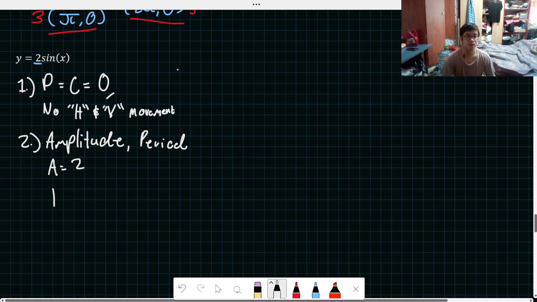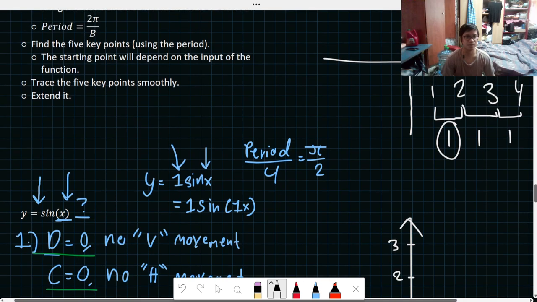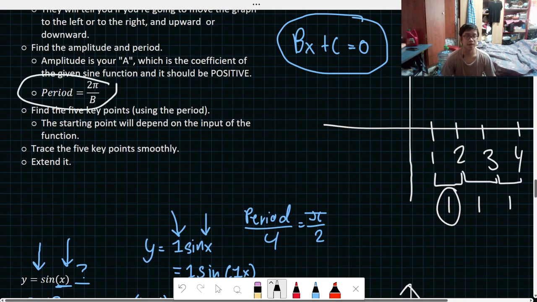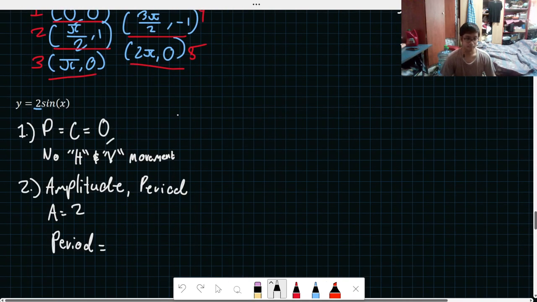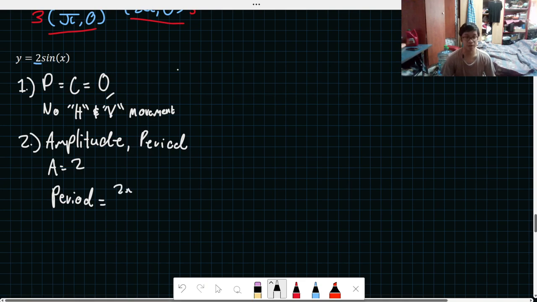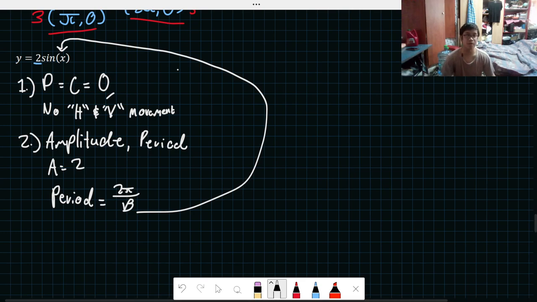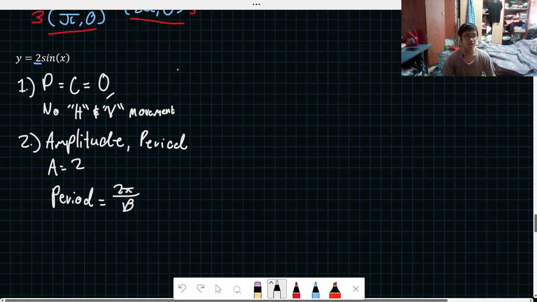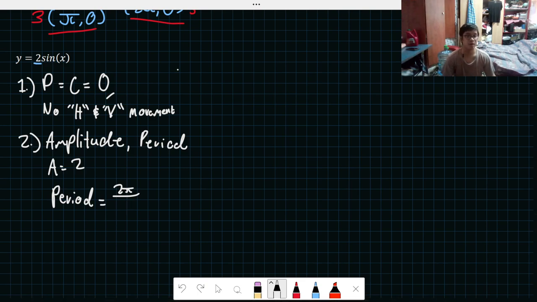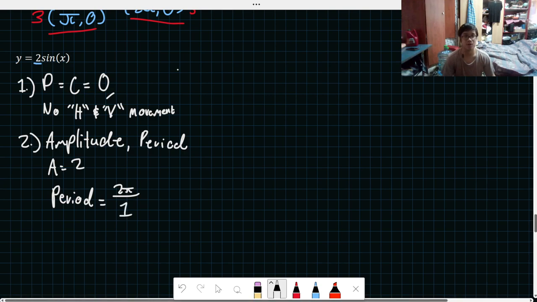Next, let's find your period. Remember the formula: period is 2 pi over b. Basically, we divide 2 pi by b. Where is b, if you're asking? It's the coefficient of your x in the sine. Since it's not visibly given, that means there actually exists a coefficient, it's just invisible, and that is 1. So in this case, your period is 2 pi.